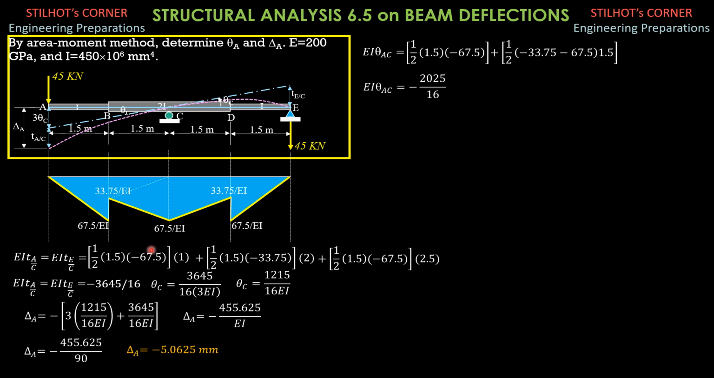The magnitude of theta AC is greater than that of theta C, which is obviously seen here. And since it is negative, it means that from the tangent at A to the tangent at C, the rotation is clockwise. So theta AC is negative 126.5625 over EI in decimal. So this is the tangent at A. And from this tangent to the tangent at C, clockwise. So this is the horizontal. So this is theta AC clockwise, again from tangent at A to tangent at C, clockwise. So clockwise rotation is negative, that's theta AC.